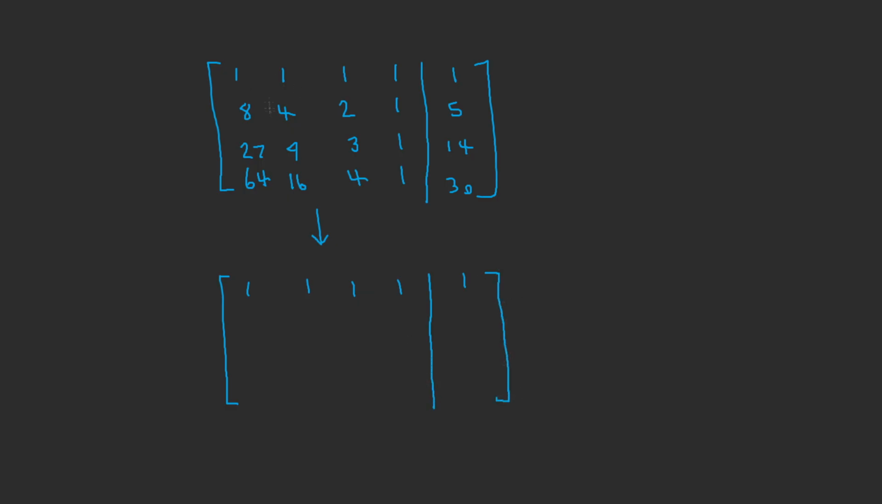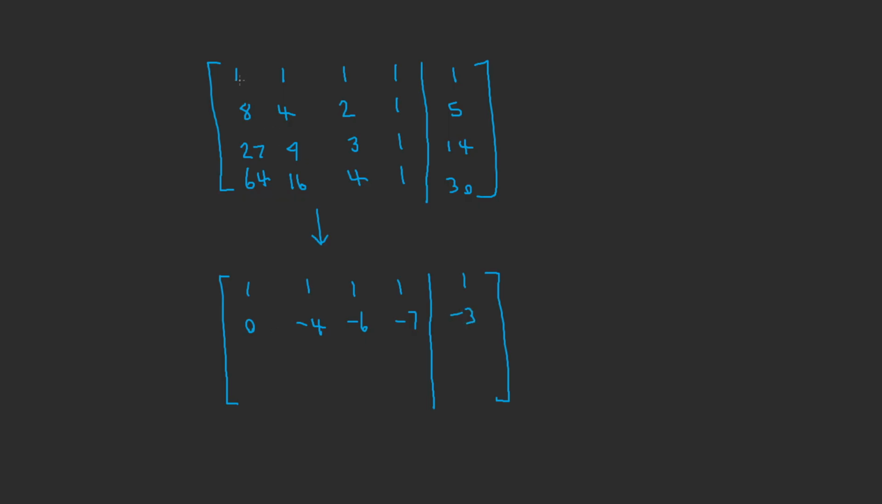So I'm going to subtract 8 copies of the first row from the second. I'm going to get a 0 here. I'm going to get a negative 4 here. I'm going to get a negative 6 here. And a negative 7. And then 5 minus 8 is going to be negative 3.